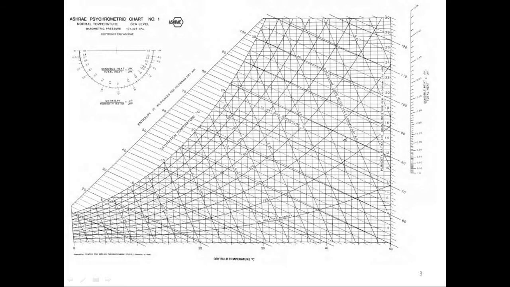Next is specific volume. These are also inclined straight lines. This is the specific volume, and it is in meter cube per kg of dry air.